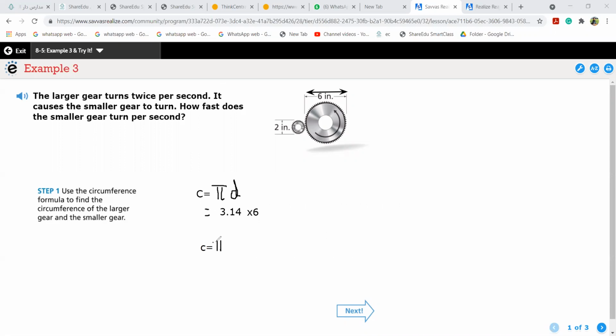This is for the second circle. This is the circumference of the first circle. This is the circumference of the second circle, the smaller one. For the smaller one, it is again 3.14 times 2. So tell me the answers, Zishan. 3.14 times 6, times d. You get 18.84 for the larger gear. Yes. You get 6.28 for the smaller gear.